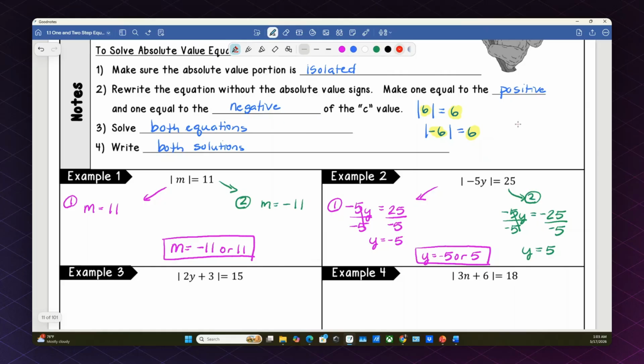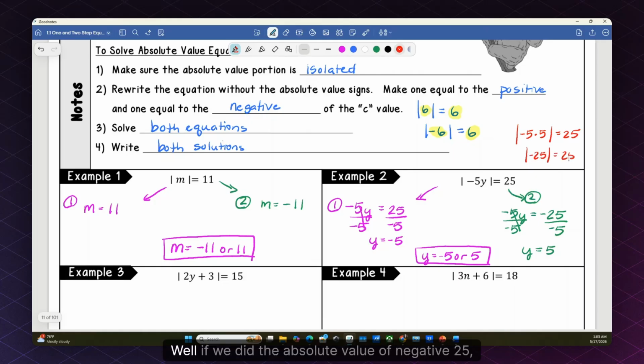If I did the math here, negative 5 times positive 5, that's negative 25. Well, if we did the absolute value of negative 25, that's going to work, right? So that checks out. That was the negative 5 option. Let's try the 5 option.